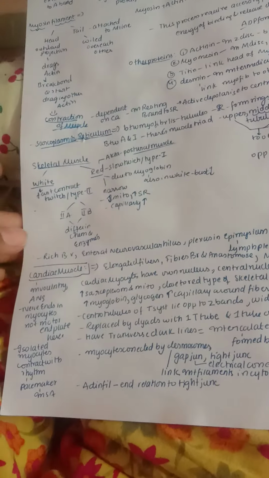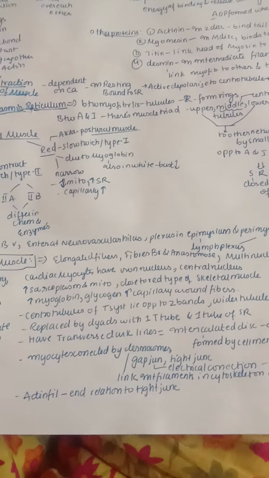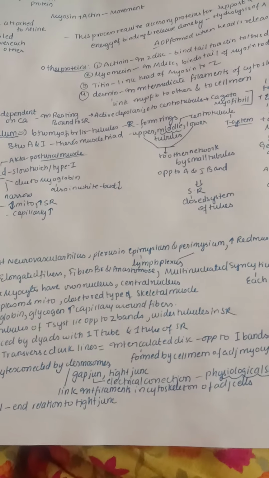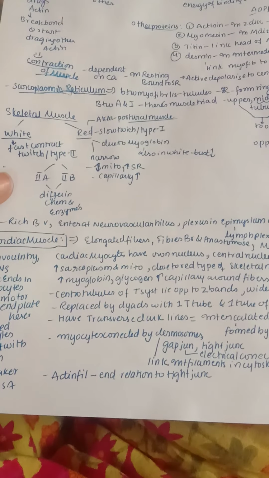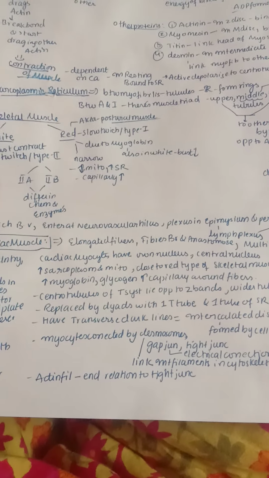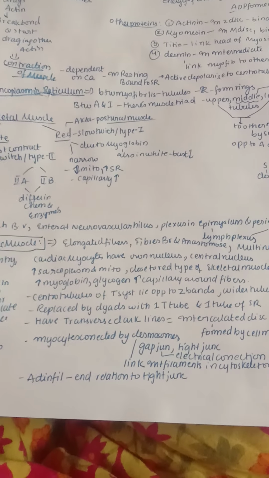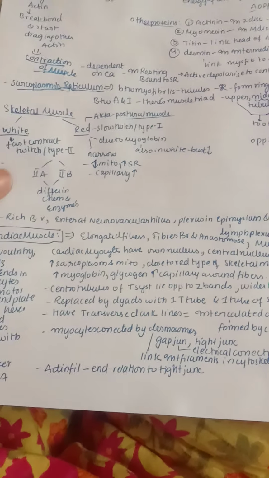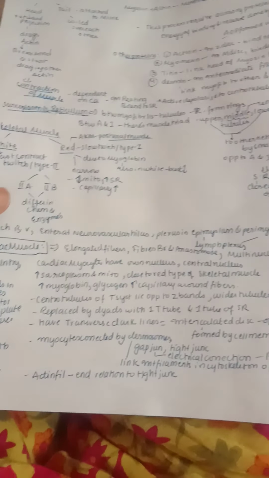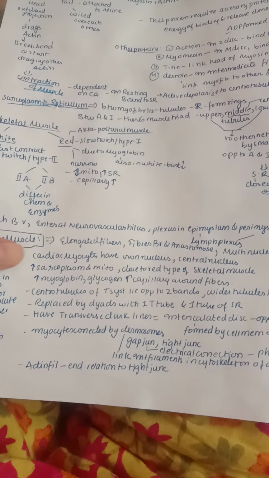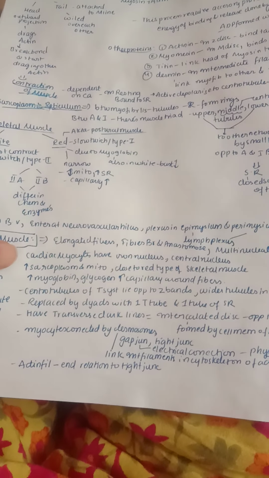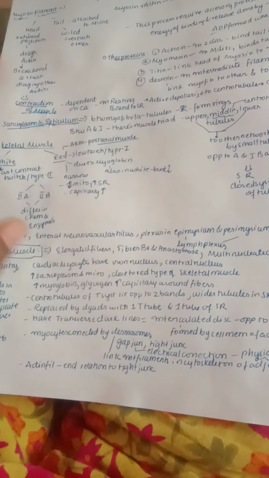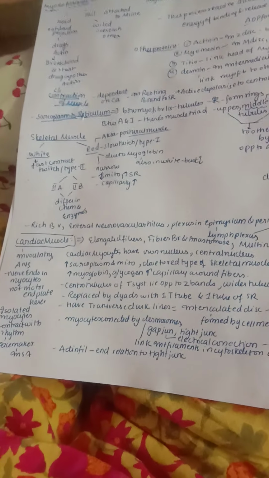The cardiac muscle has elongated fibers, and they branch and anastomose, forming a syncytium in each fiber. Cardiac myocytes have their own nucleus, which is centrally placed, but in the case of skeletal muscle, it is peripherally placed. There is an increase of sarcoplasm and mitochondria, which is mainly related to the red type of skeletal muscle, if you remember, as we discussed.